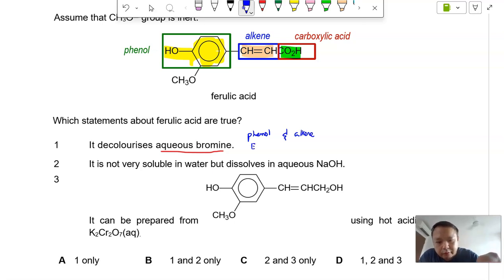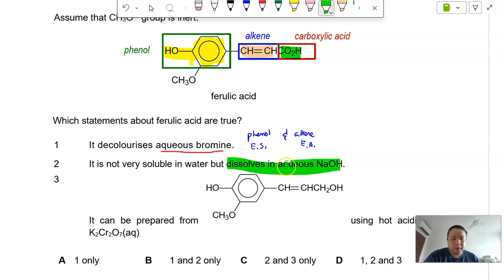Phenol will undergo electrophilic substitution. Alkene will undergo electrophilic addition reaction. So both of them will therefore use up the aqueous bromine and therefore decolorize aqueous bromine. Moving on, statement 2 says it's not very soluble in water but dissolves in aqueous NaOH. So what can NaOH do?